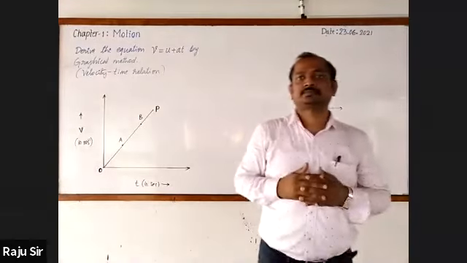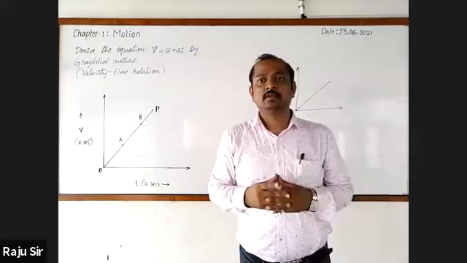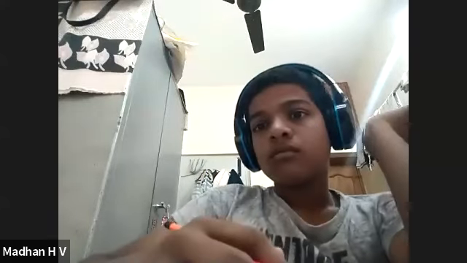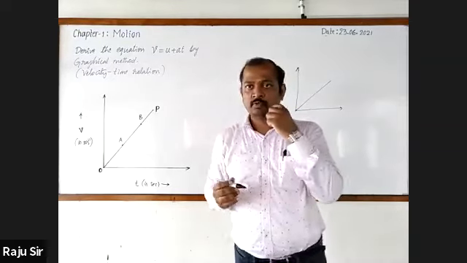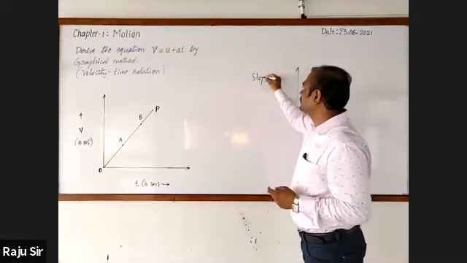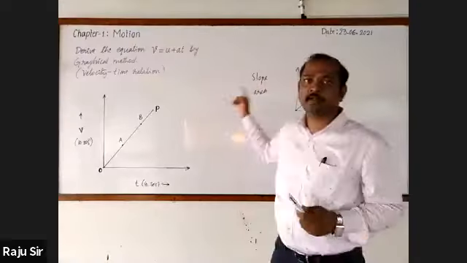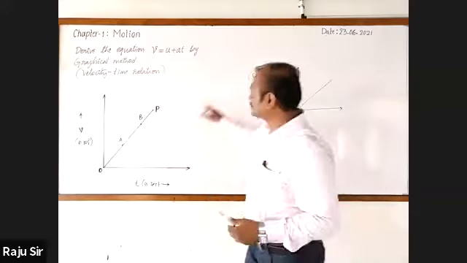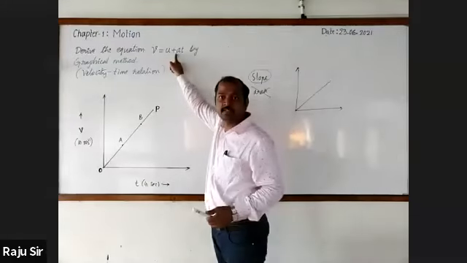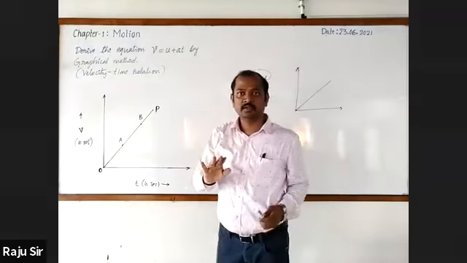Dear students, listen, you all know that with respect to graph, we have come across two important terms. One is slope, second one is area. Here, should I go for using slope or area to derive this? Slope, sir. We know that slope of VT is acceleration. Understood? Yes, sir.